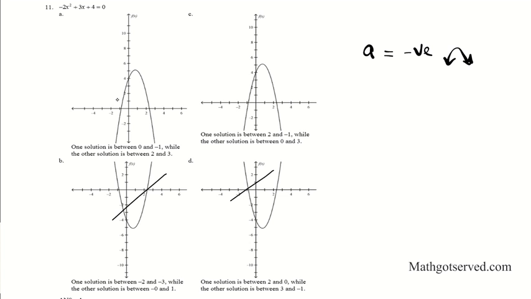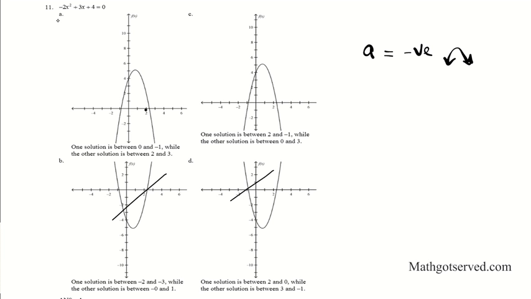All right, so these two graphs are identical, so the only thing that distinguishes them is the description of where the roots are. This one says one solution is between 0 and negative 1, that's right, while the other is between 2 and 3. That's right. And if you take a look at this, it says one is between 2 and negative 1. Absolutely wrong. It's too wide. It's supposed to be between 2 and 3.